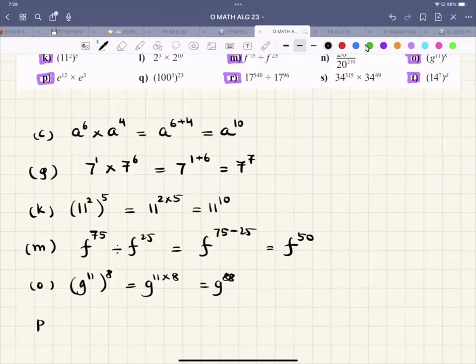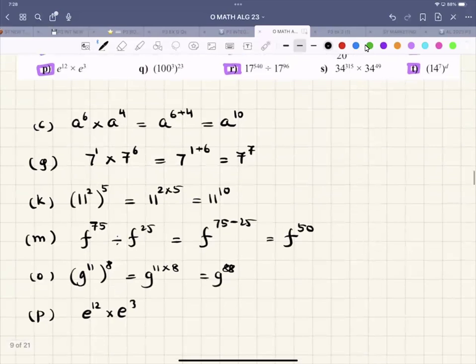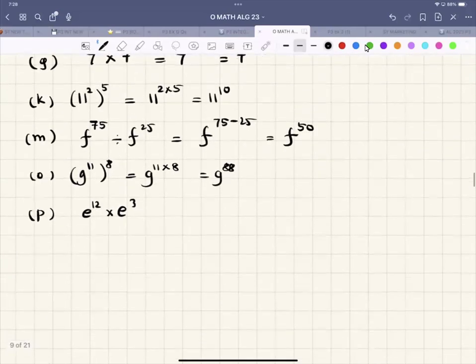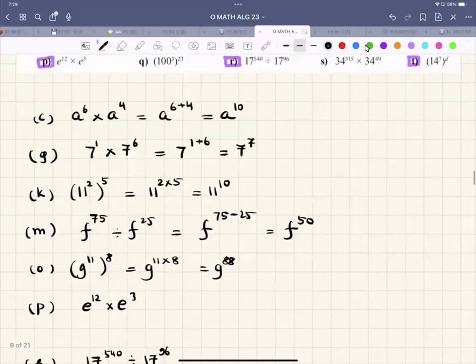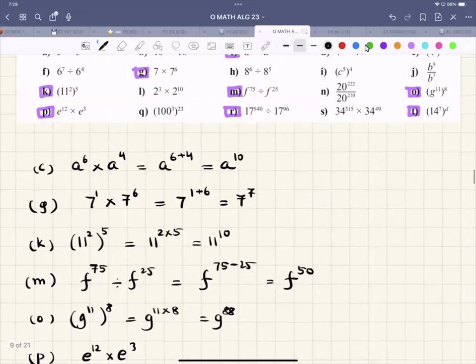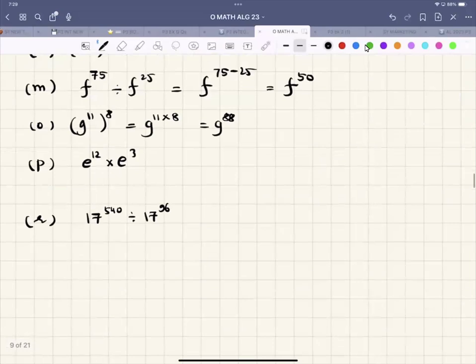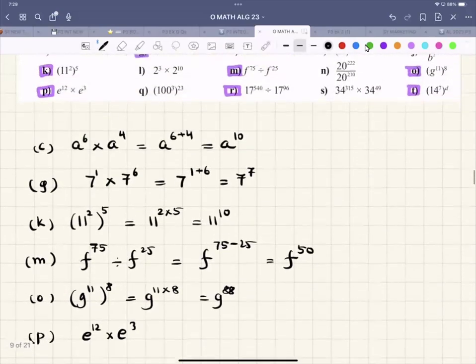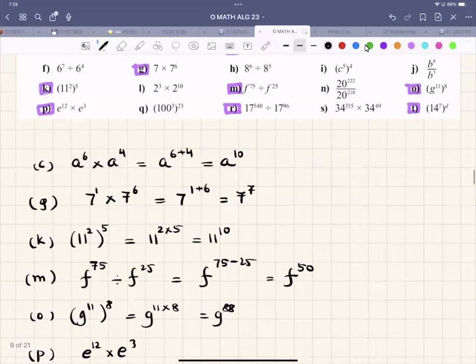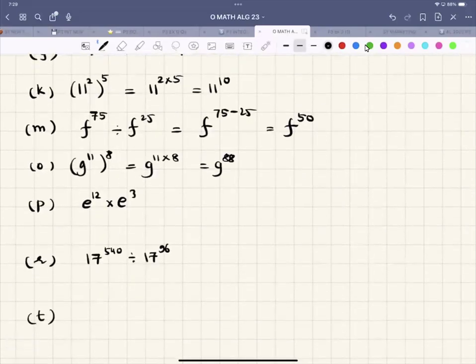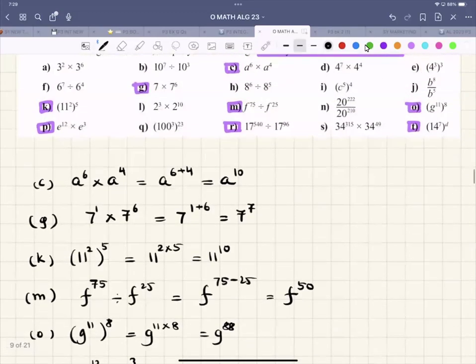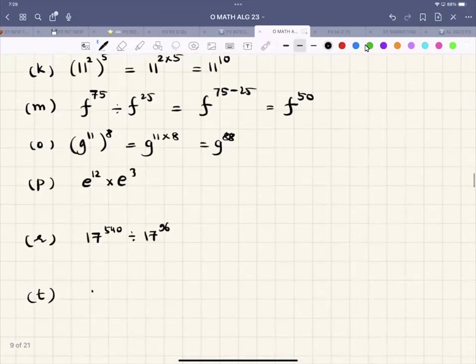Something like P, and let me write it down. E power 12 into E power 3. Let me write down R, 17 power 540 divided by 17 power 96. And then we have T, 14 power 7 raised to power of D. I was just wondering how come there is an F after a T. Is there a new English alphabet or something? 14 power 7 raised to power of D.